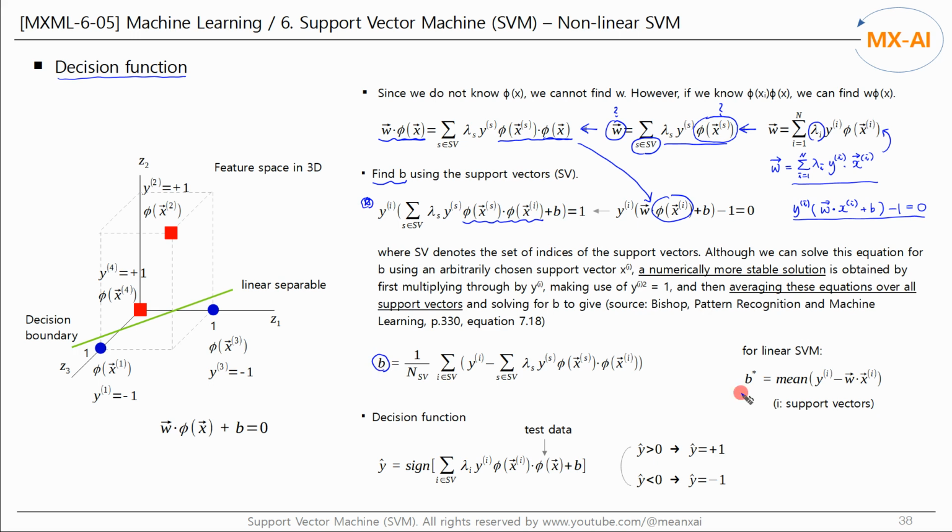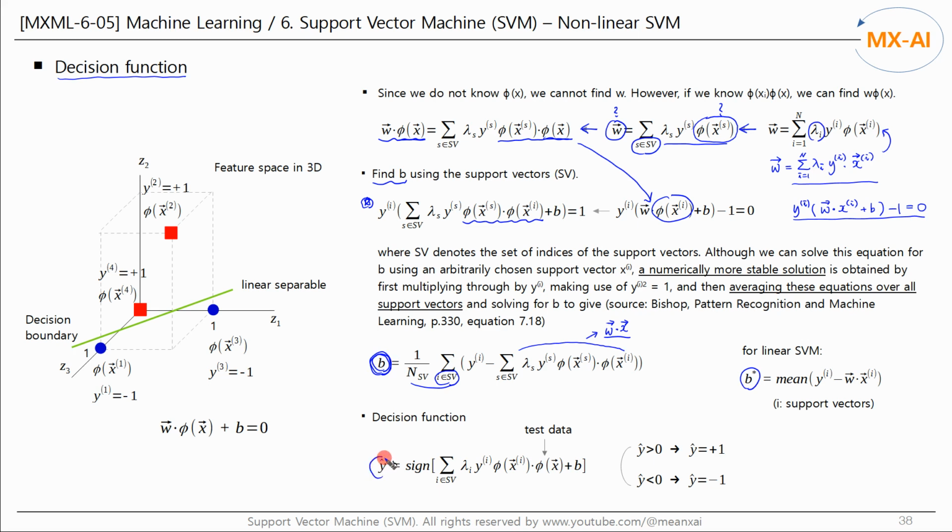In the linear SVM, b can be obtained using this formula. Similarly, in nonlinear SVM, b can be found using this formula. This part corresponds to wx. And if we calculate the average of these values over all support vectors, this is the b.